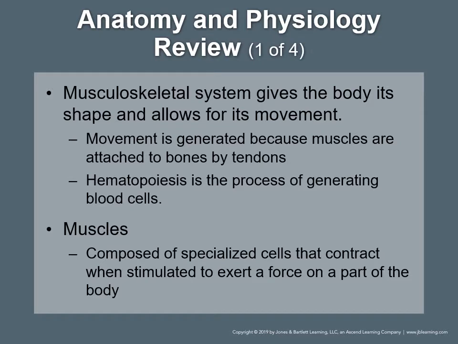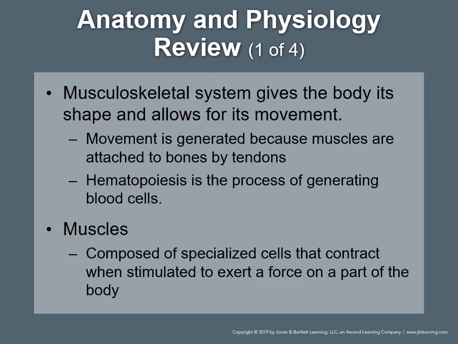Your A&P review. The musculoskeletal system gives the body its shape and allows for its movement. Movement is generated because muscles are attached to bones by tendons. When a muscle contracts, the force generated by the muscle is transferred to a bone on the opposite side of the joint from the muscle. Hematopoiesis is the process of generating blood cells.